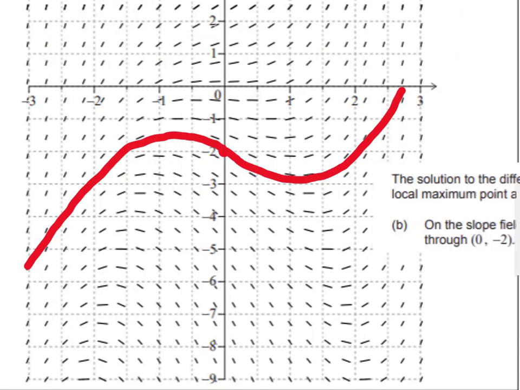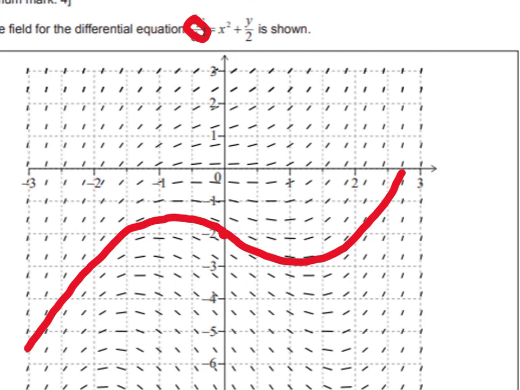And that's a solution to this, in the sense that we know what it looks like. We don't know what its equation is, because we can't solve this analytically. We can't separate, and therefore we can't integrate, and therefore we can't actually know what the equation of this curve is. Nice question.